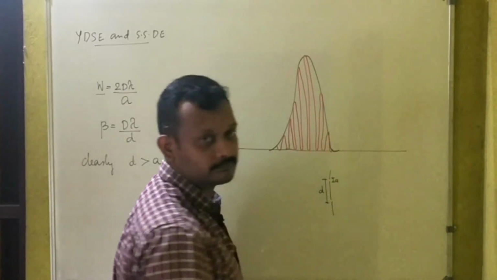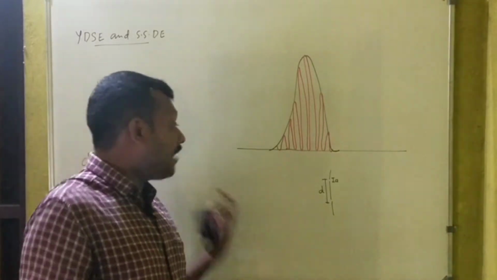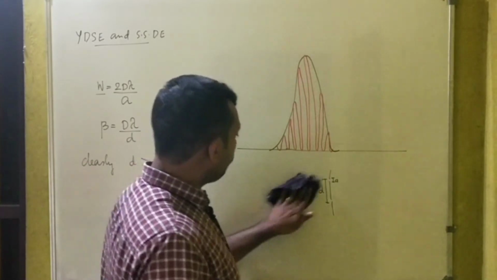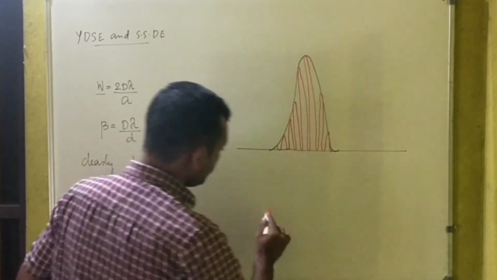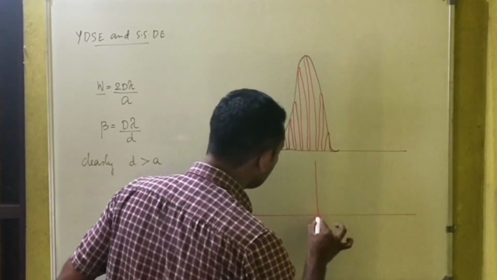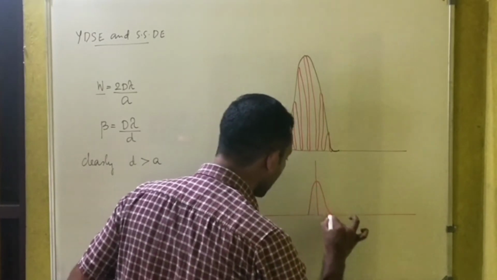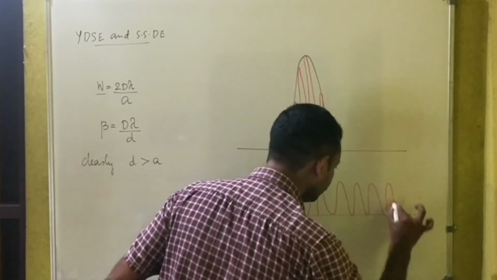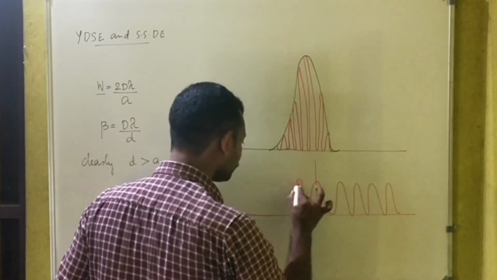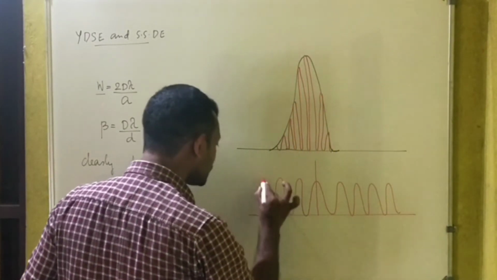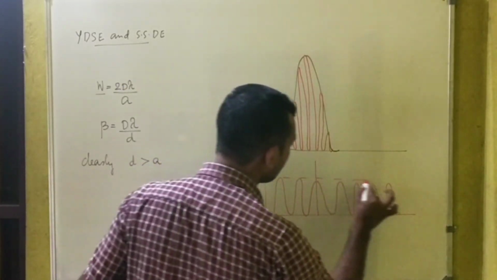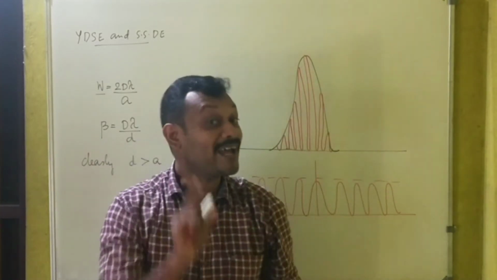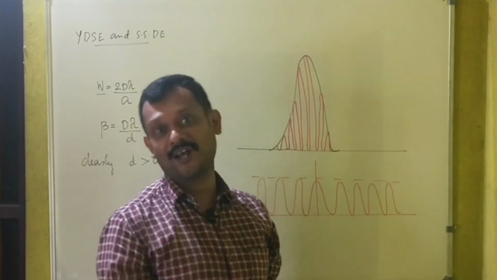Right, now you will say, sir, this is not what you have taught us. You have taught us that this is how the interference bands look, so they are all equally intense. This is what you have taught us regarding the interference bands, right? So now I am going to ask you a question.